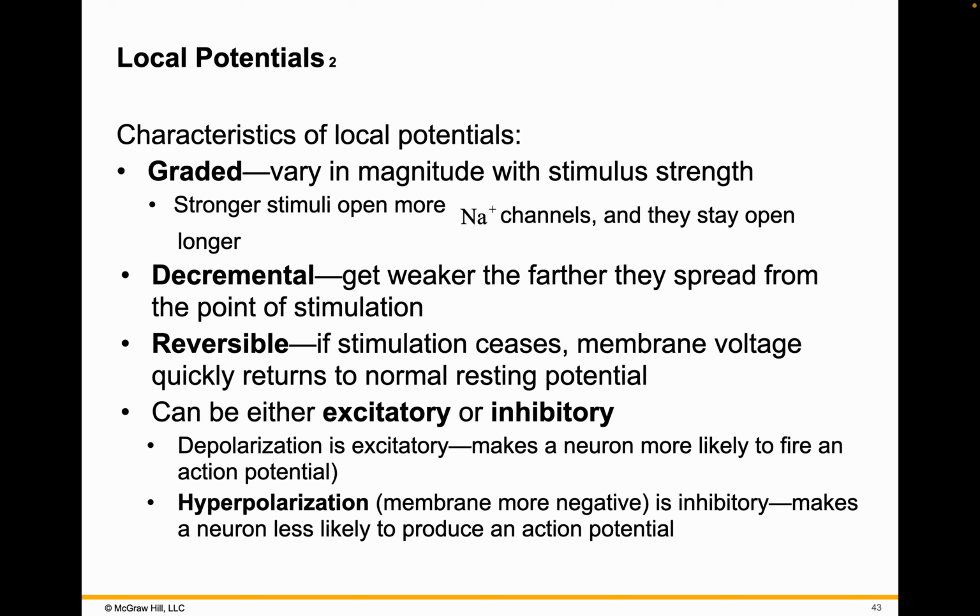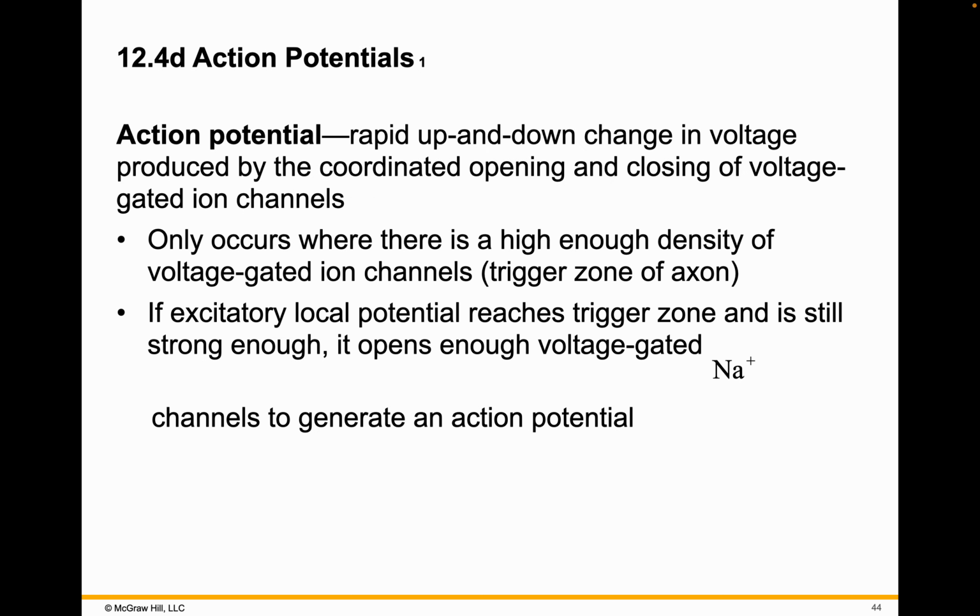Depolarization is excitatory, makes the neuron more likely to fire an action potential. The action potential is the signal. Hyperpolarization, making the membrane more negative, will be inhibitory. It makes the neuron less likely to produce an action potential.